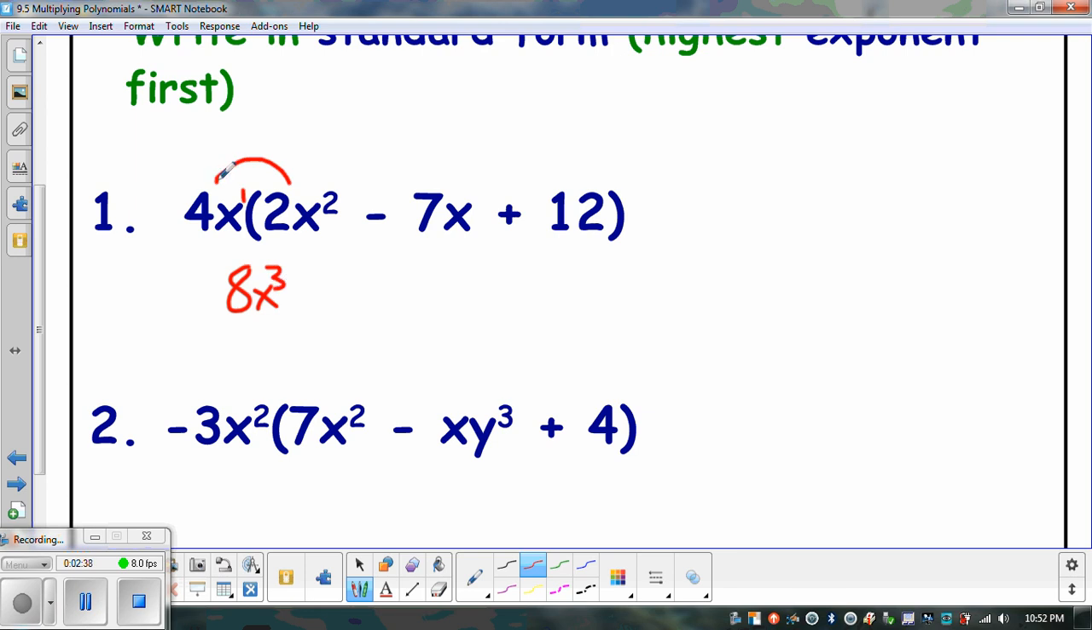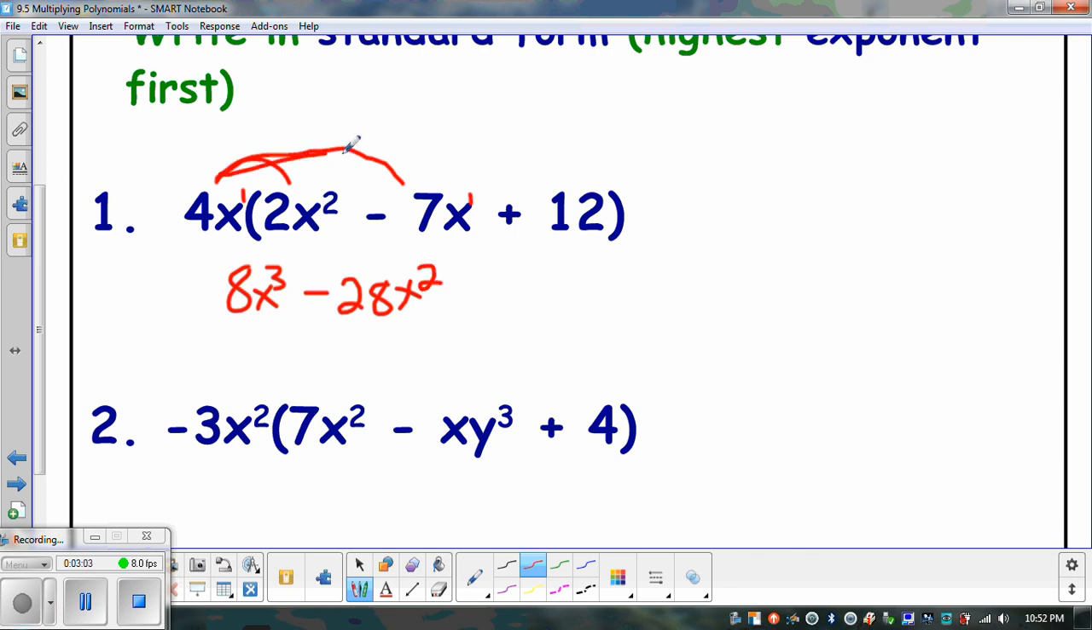We will now take that same 4x and distribute it times the minus 7x. Well, 4 times negative 7 is negative 28. Be careful here. You have x to the first power here and x to the first power here. So when we add our exponents, it is x to the 2nd power.